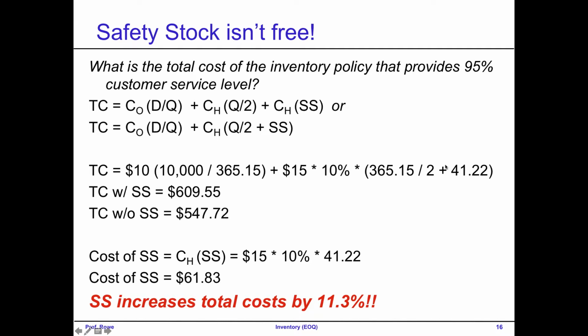$609.55. If I eliminate this term, I eliminate the safety stock, then my total cost without safety stock is $547.72. So the difference is our cost of safety stock, $61.83, which means that our safety stock has increased our total cost by 11.3%, and that's at the 95% level.